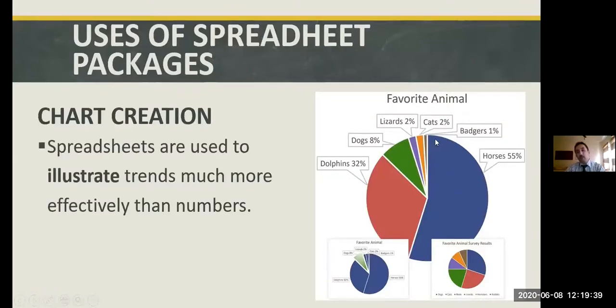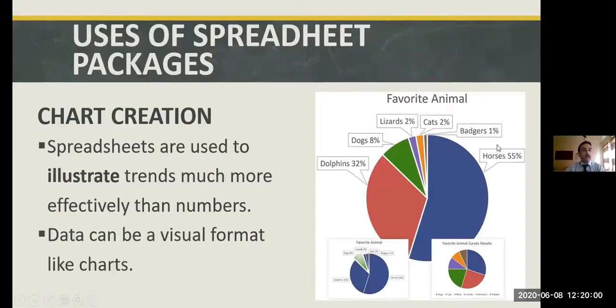You can understand, oh, this is favorite animal, the horse is 55%, wow, and dolphins is 32. You can think about that. Oh, lizards, who wants to see lizards now? And the other one is cats. Maybe I think it should be cats more than 2% for some countries, right? Okay, data can be in a visual format like charts. And also you can think about that pictures are talking instead of numbers, right?